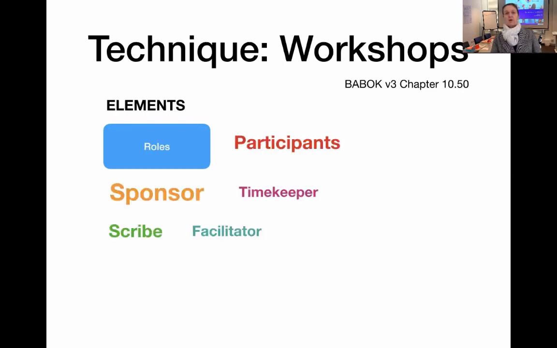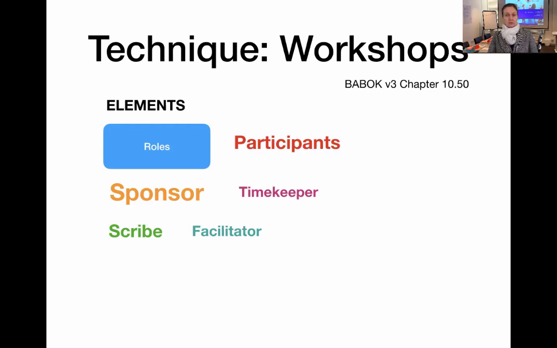Now, the key roles of a workshop. The sponsor is listed here, although the sponsor is not really a participant as such, but the sponsor is ultimately responsible for all of the work that you produce on your initiative. So it's good to keep track of them. Participants are the stakeholders that are going to contribute to the output of the workshop. You need a timekeeper, just to make sure that you can keep track of what's happening. Now, the timekeeper can also be the scribe, for example, so it doesn't have to be an individual as such.